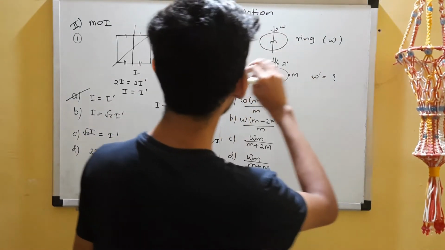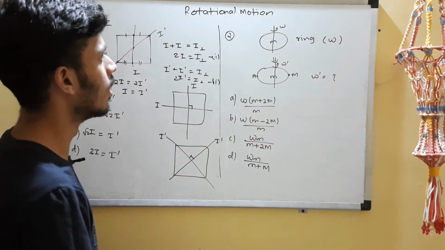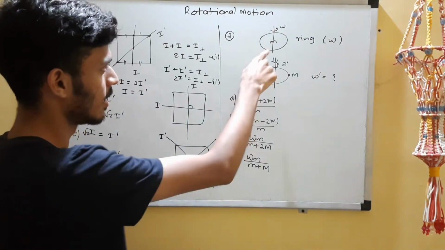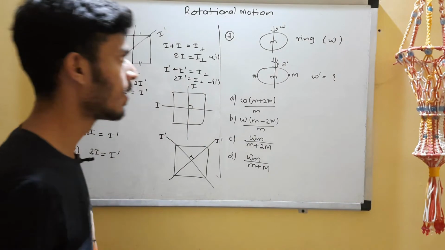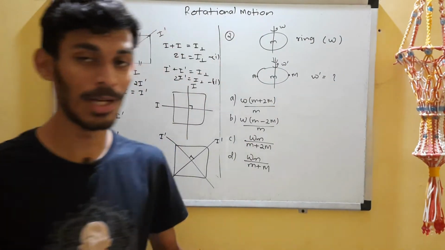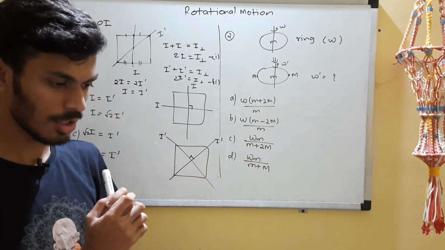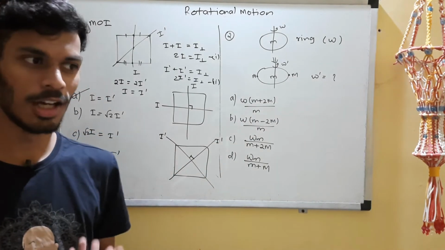Now in question 2 we have a ring which is rotating about an axis which is perpendicular and passing through its center of mass. Mass is given as small m. Its initial angular velocity is omega. Now you are going to attach 2 point masses, capital M and capital M each, on opposite sides. You are supposed to tell what will happen to the angular velocity.